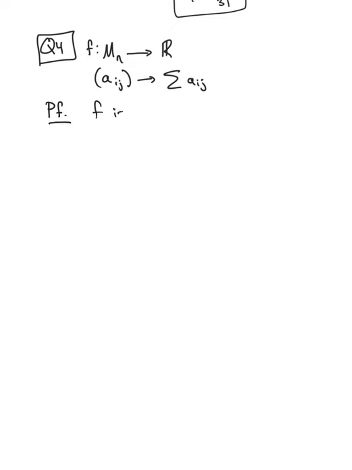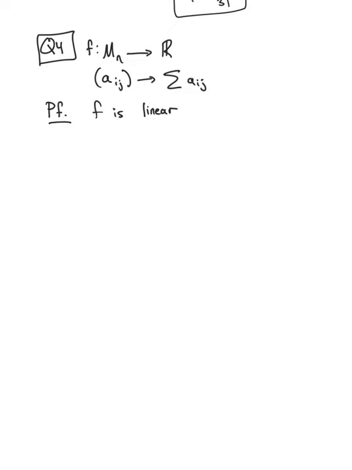We had to prove whether or not the following functions were linear transformations. The first one went from n by n matrices to R, and this sent a matrix A_ij to the sum of its values. This turns out to be linear.